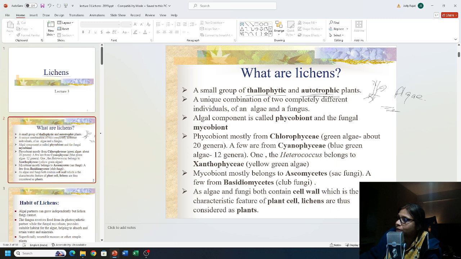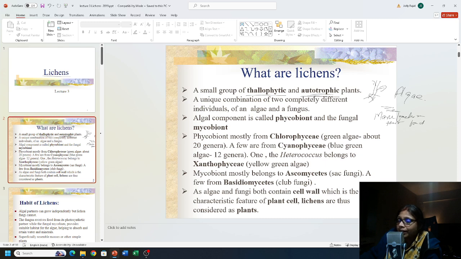Now, autotrophic means they can manufacture their own food. That means they can photosynthesize. Photosynthesis, as you know, is the way to manufacture food for the plant. So they can manufacture their food. That is why they are called autotrophic plants. So lichens are a small group of thallophytic and autotrophic plants.